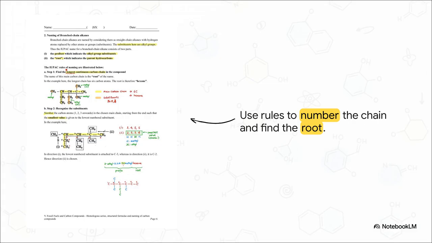Let's actually trace this structure. First, we find the longest continuous chain, which has 6 carbons. So our root word is hexane. Next, we need to number that chain. If we go left to right, our branches land on carbons 3, 4, 5, and 5. But if we number from right to left, they land on 2, 2, 3, and 4. The rule is to give branches the smallest values possible, so we definitely go right to left.